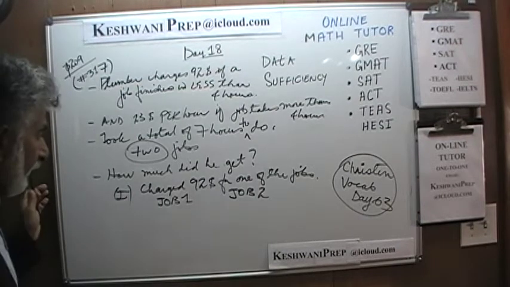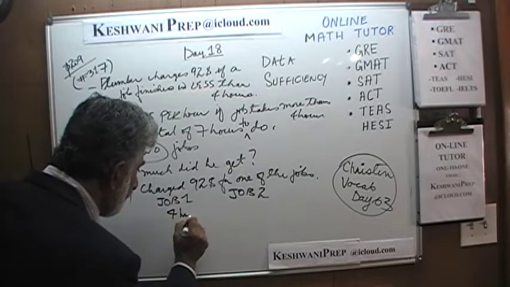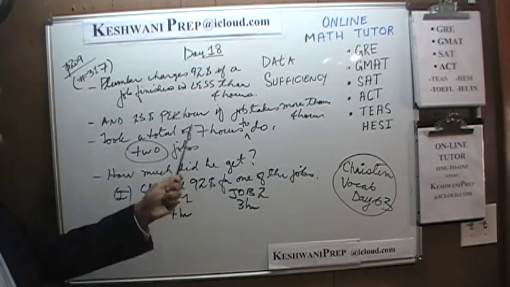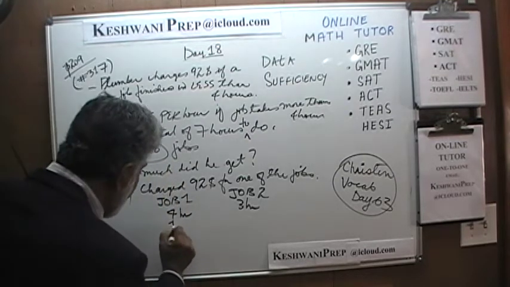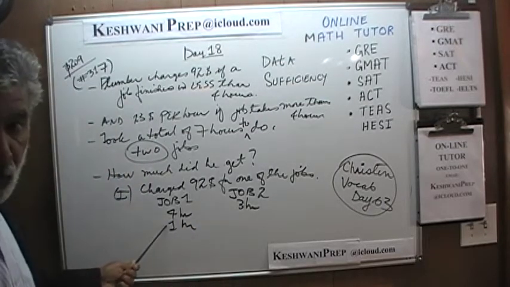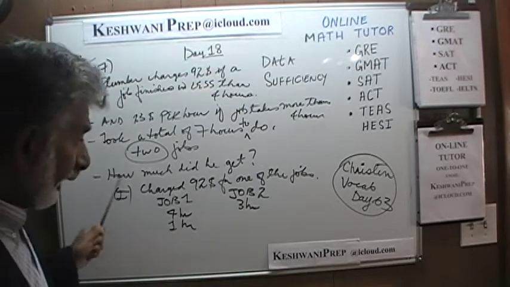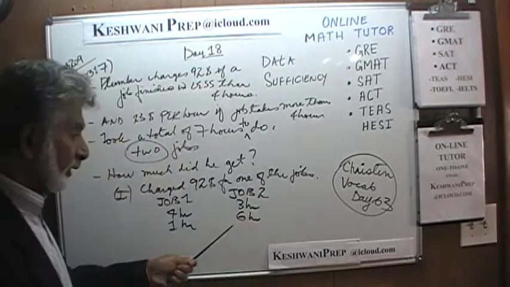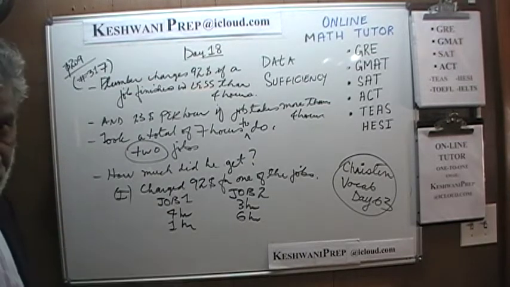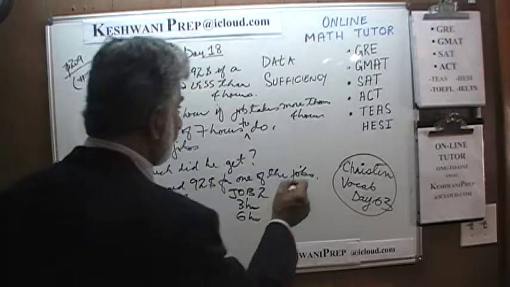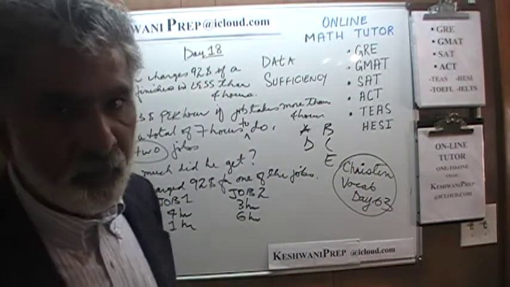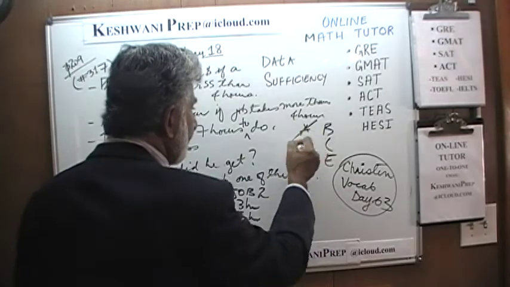What we don't know is that maybe job number one took him 4 hours, in which case we'll have to pay 3 hours here. So this would be $92, and this would simply be 3 times 23. Or maybe job number one took only 1 hour, in which case we'll have to pay him $92 here, because $92 is flat rate up to 4 hours, and then we'll still have to pay him for 6 hours, 6 times 23 here. It could be anything. Maybe it's half an hour here, 6.5 hours here. We don't know. The first statement by itself is not enough for us to be able to figure out how much we paid him total. Answer cannot be A or D.